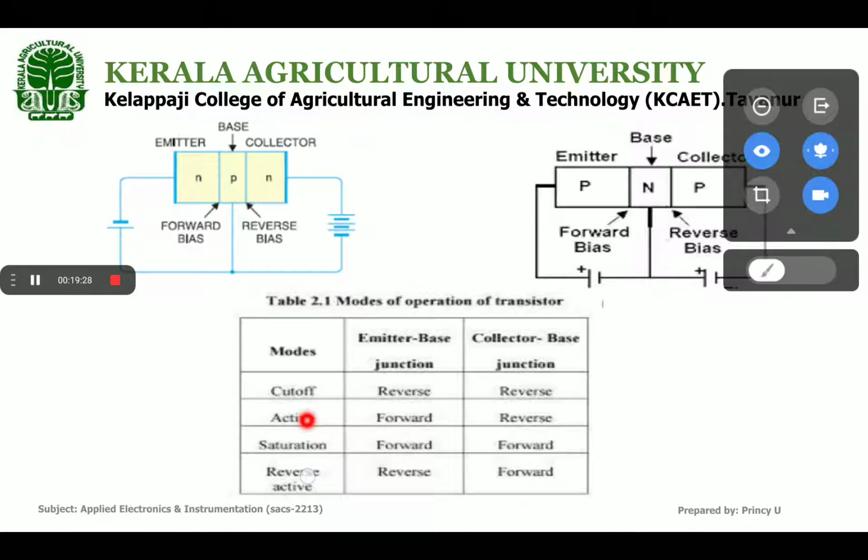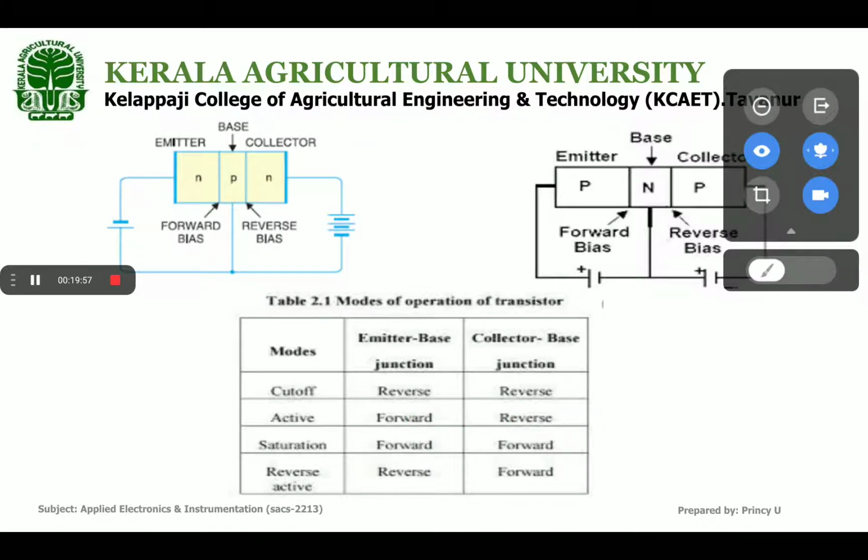The transistor can be operated in 4 regions. It has 2 PN junctions, emitter junction and collector junction. There are 4 possible ways of biasing these 2 junctions. So you can see in active region, emitter junction is forward biased and the collector junction is reverse biased.